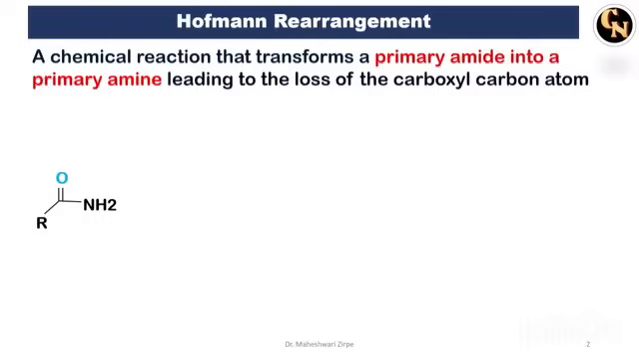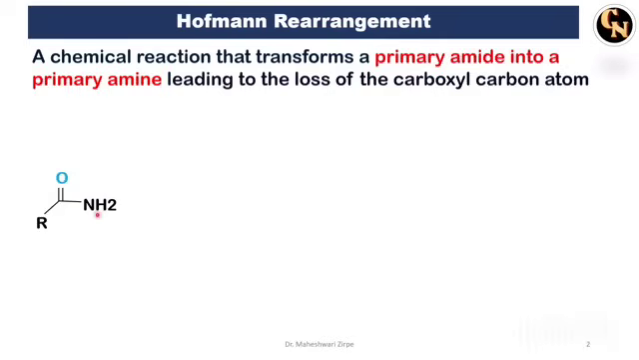So let us start. The Hofmann rearrangement reaction is basically a transformation of a primary amide into a primary amine. So what is a primary amide? Amide is nothing but a functional group containing a C double bond O NH2 group. So this is a functional group which is known as a primary amide.